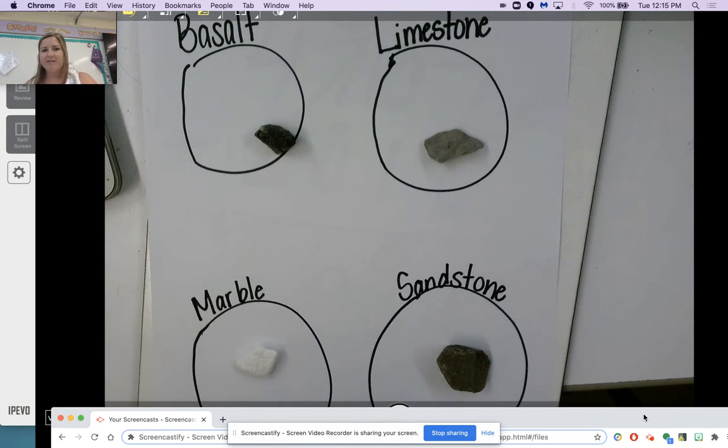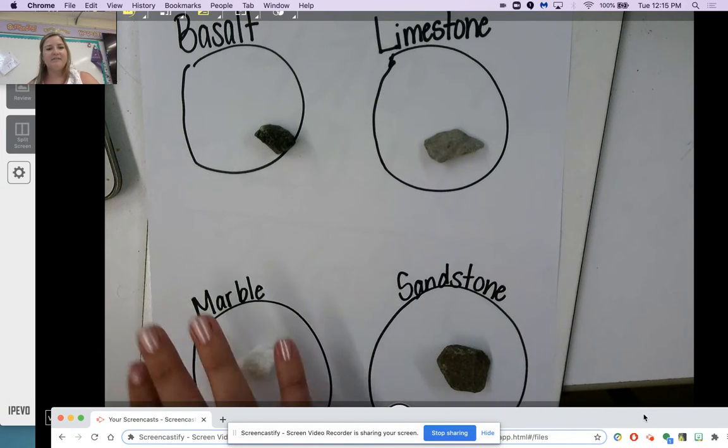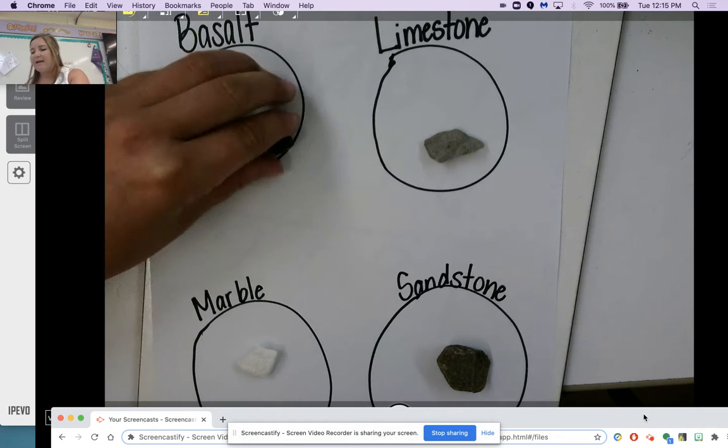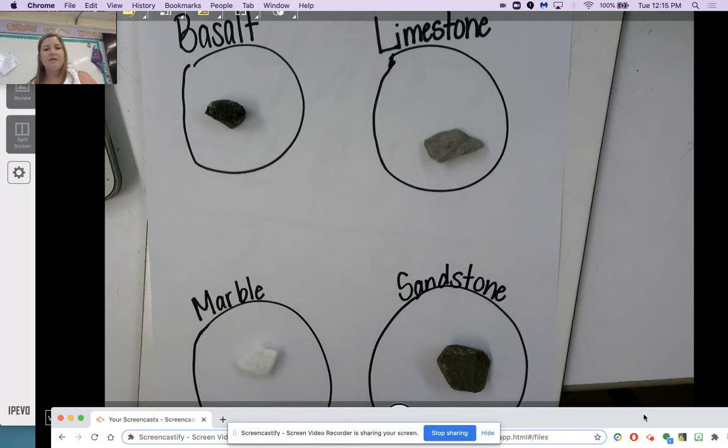We are going to be looking at how acid rain affects some of these rocks that we have out in front of us. We're going to be making some observations first about the rocks, and then after that, we're going to be adding some vinegar to these to show our acid rain.